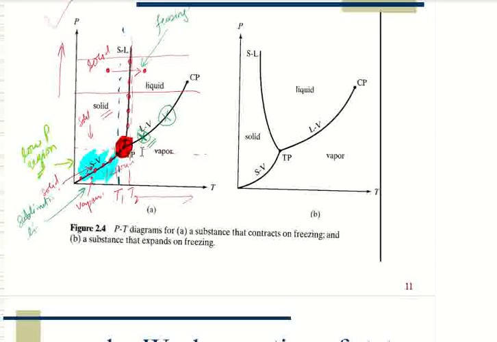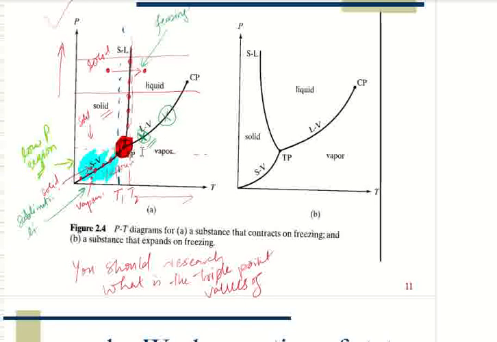My question to you is, you should research a bit and tell me what is the triple point of water. Your assignment is that you should research the triple point values of water. I should not call it water, but I should call it H2O. This is a more scientific way to say that, because water normally means solid water, liquid water.